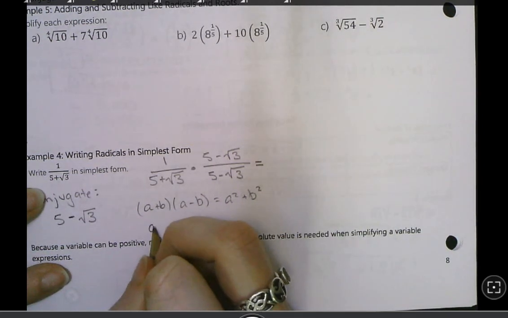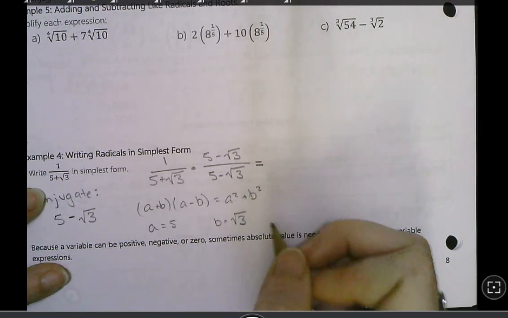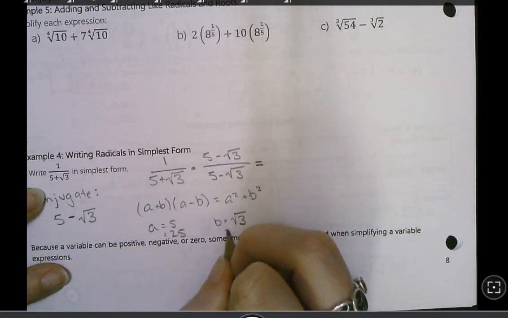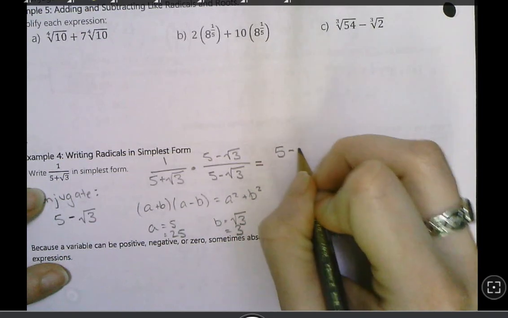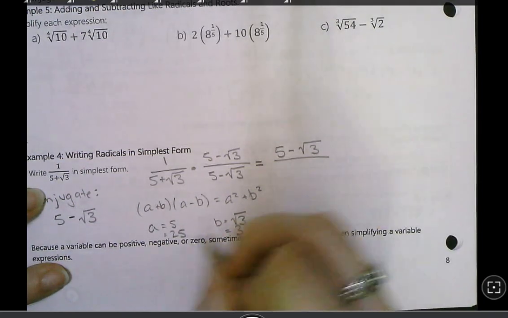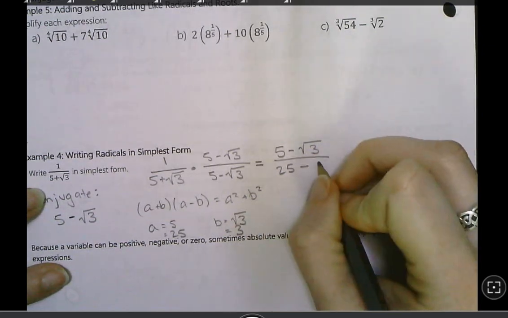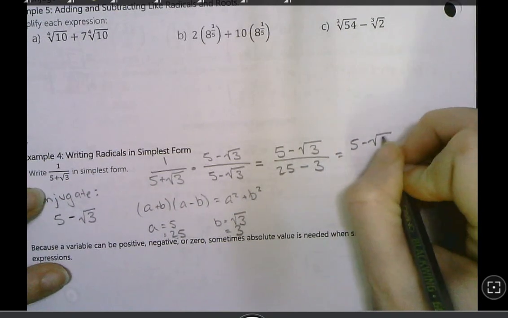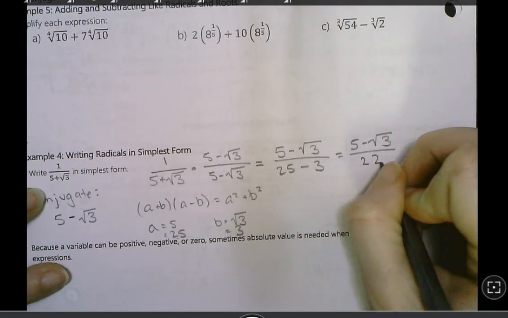Well, our a in this case is 5, and our b is the square root of 3. So when I square those, well, if I square this one, we get 25. If I square this one, we just get 3 back out. So on the top, we'll have our 5 minus the square root of 3 divided by our a squared, here, 25, and minus our 3 here. So last simplifying step, we have 5 minus root 3 divided by 25 minus 3, or 22.